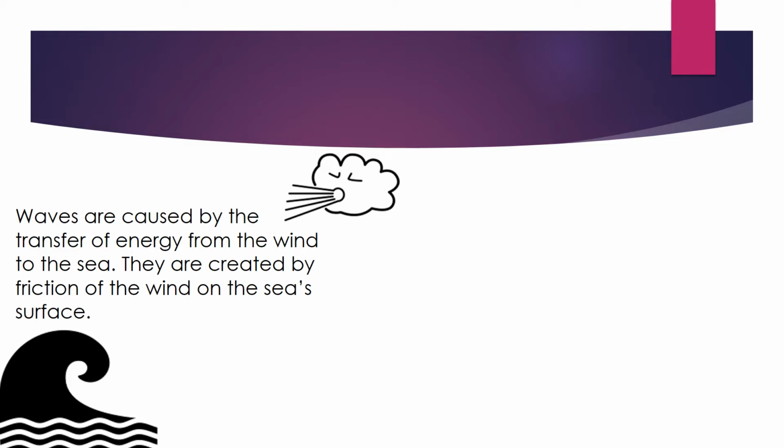They are created by friction of the wind on the sea's surface. The energy that a wave has depends on three things: wind strength, the length of time the wind is blowing for, and the fetch, which is the distance over which the wind has blown.